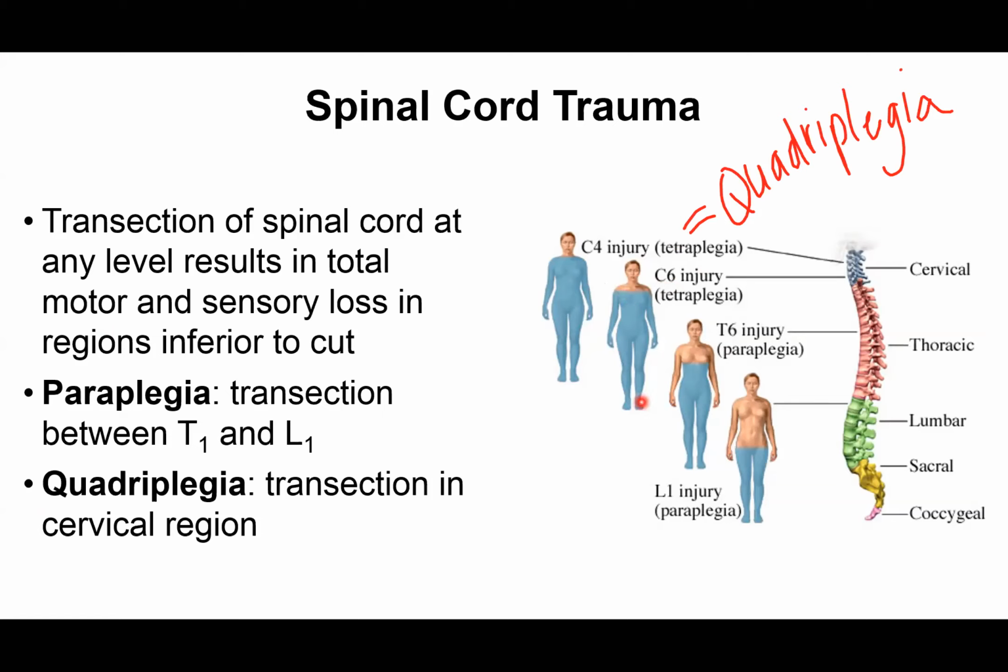If the injury occurs at T6, for example, the sixth thoracic vertebra, if there's some kind of injury that occurs here that ends up cutting the spinal cord in any way, this results in paraplegia, okay? And so paraplegia, anywhere the spinal cord is cut between T1 and L1 will result in paraplegia, okay?